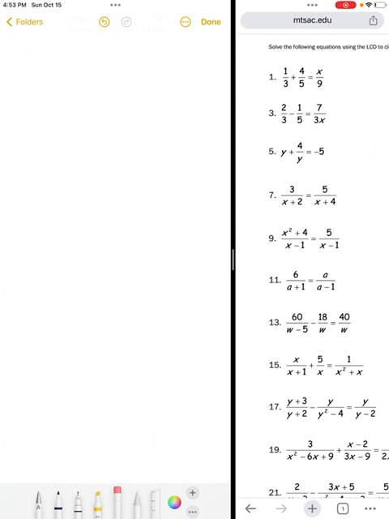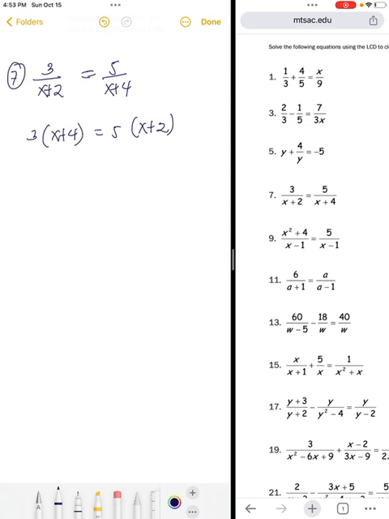So, suppose we choose number 7. Okay. So, let's try number 7. In number 7, I have 3 over x plus 2 equals 5 over x plus 4. Okay. So, similarly, when you have an equation like that, we can do cross multiplication. The 3 there, we multiply it by x plus 4. Then, on the other side, 5 multiplied by x plus 2.